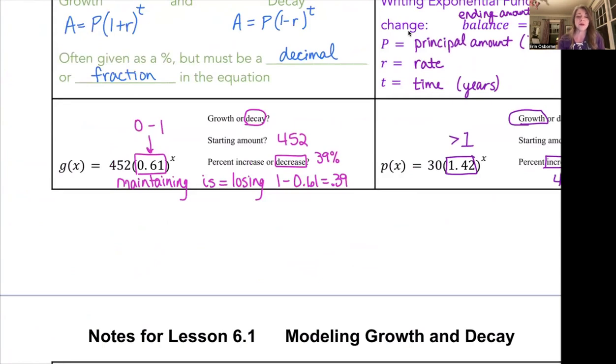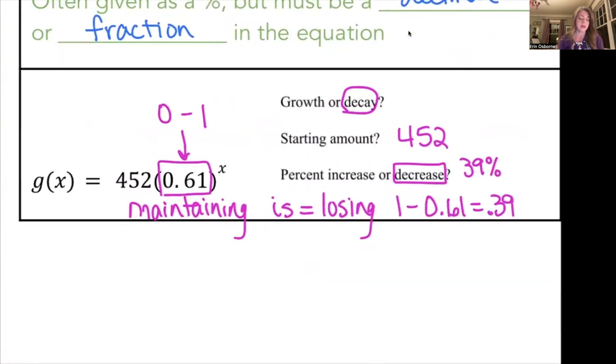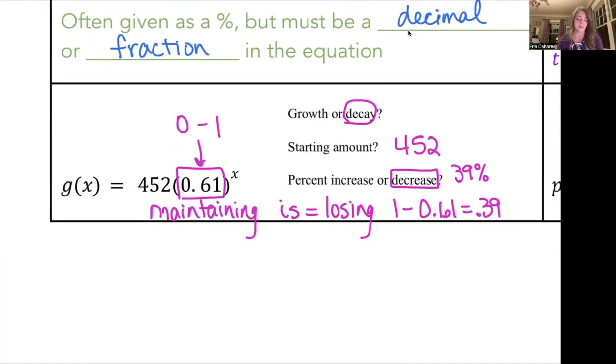An example of the ones we're going to be writing looks like this g of x function. This is a decay rate because our multiplier is between 0 and 1. When you're maintaining 61%, you're actually losing 39%. And then also notice 452 sits in front of the multiplier. It is called the initial value or starting amount.